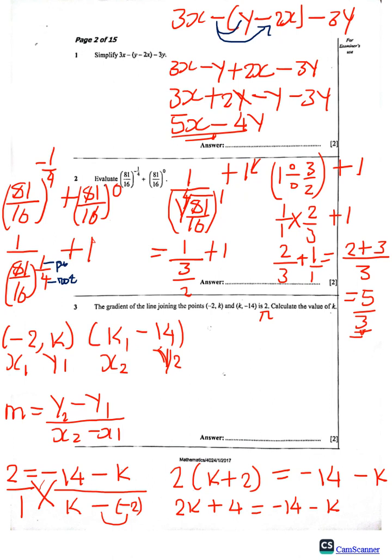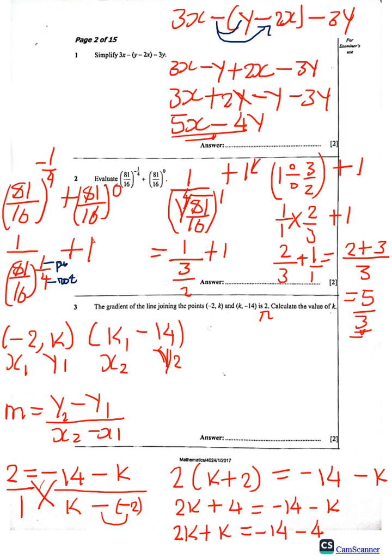We can now collect the like terms. Our negative k will shift to the left side, while positive 4 will shift to the right side. So here we are going to get 2k plus k, the negative changes into positive, equals minus 14 minus 4.